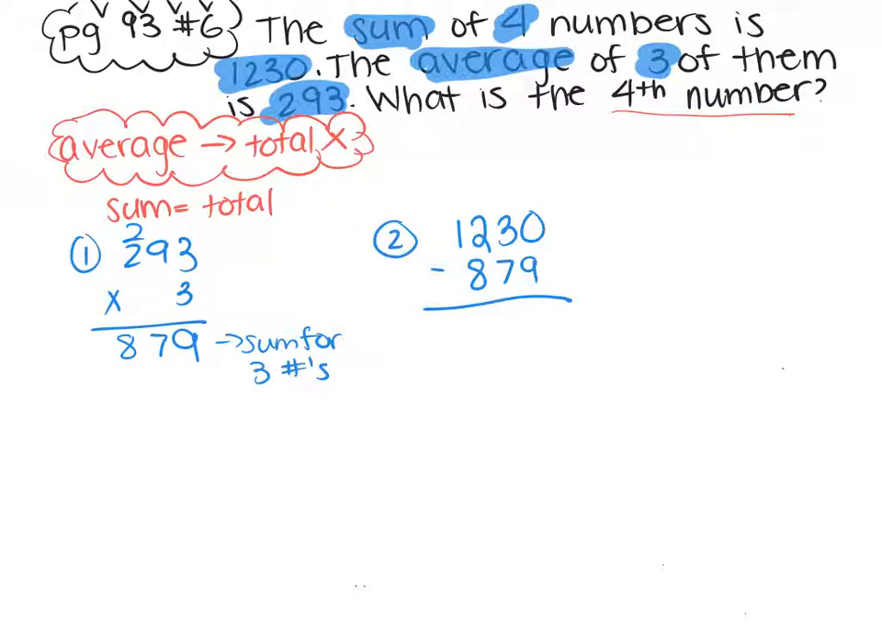So I know that I can't do 0 minus 9, so I have to borrow. 10 minus 9 is 1. I have to borrow again. 12 minus 7 is 5. 11 minus 8 is 3. So now I know that my last number has to be 351. So 351 is the 4th number.